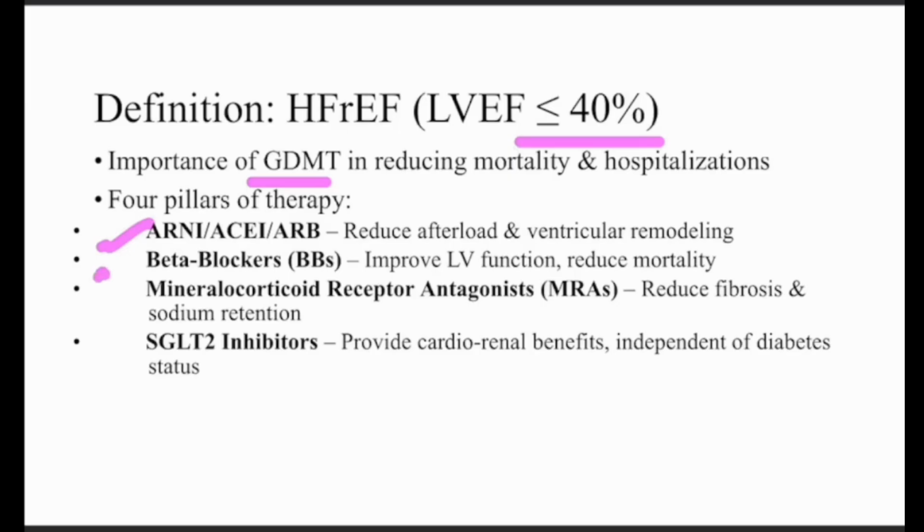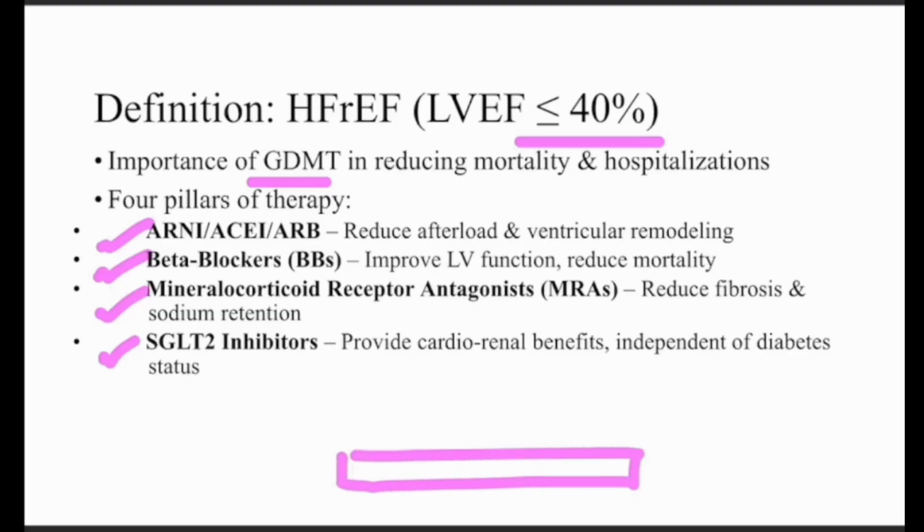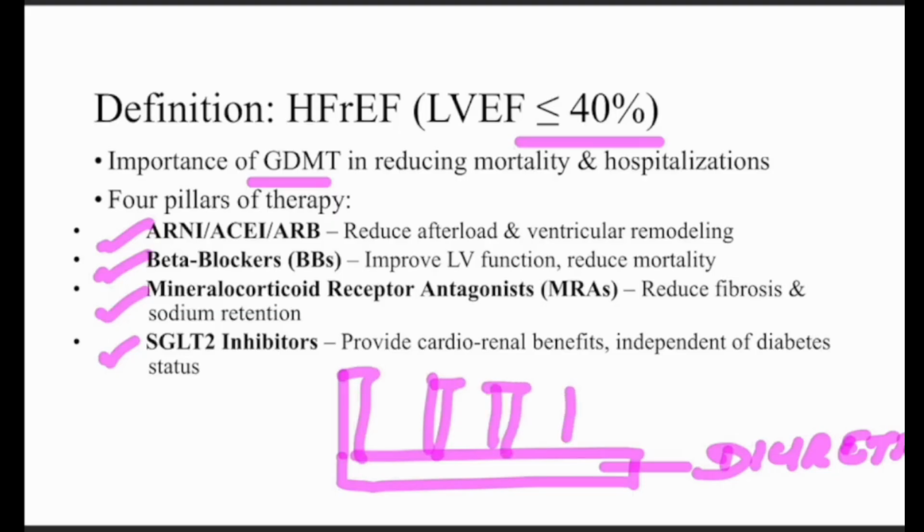Second pillar is beta blocker. Third is mineralocorticoid receptor antagonist, MRAs. And fourth pillar is SGLT2 inhibitors. But again remember, the pillars are supported by a base. The basis is diuretics. The patient has got symptoms of congestion, diuretics. On diuretics, you remember these four pillars. So this is how you manage the heart failure.